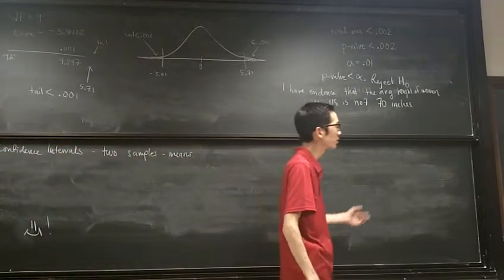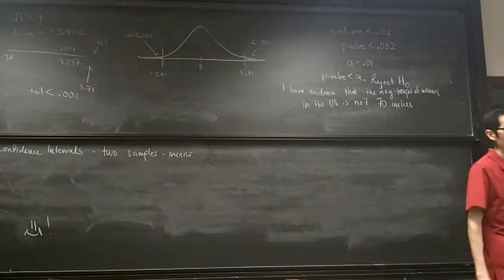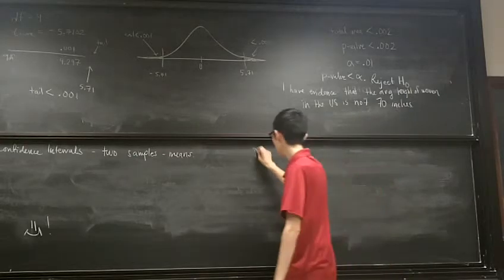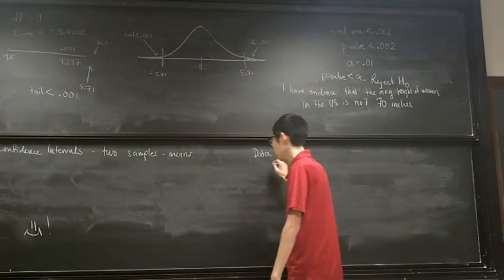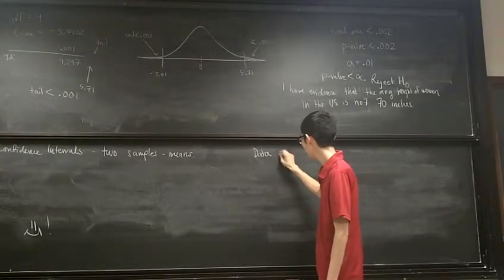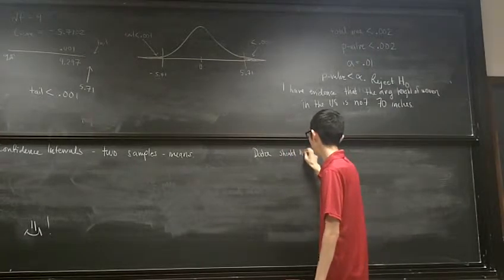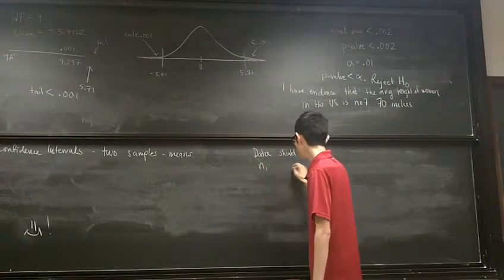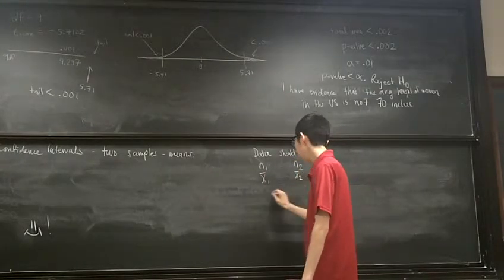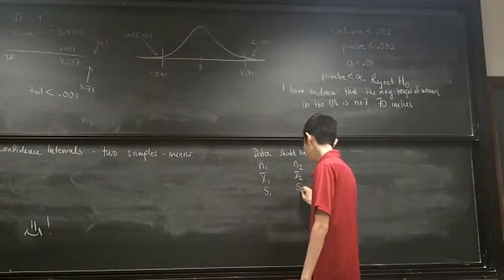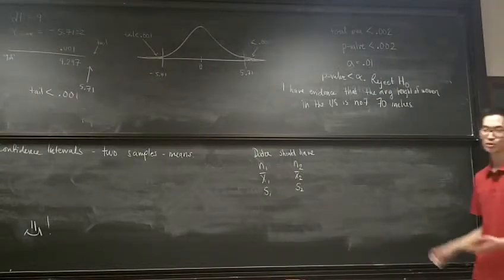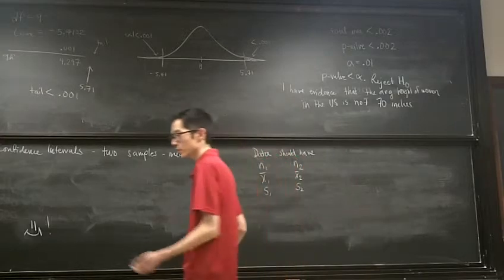If we have two samples, we're going to have two x bars, two standard deviations, and two n's. So your data should have an n1 and an n2, an x bar 1, x bar 2, and a standard deviation 1, standard deviation 2. You're going to have these values, and we're going to use these in our confidence interval.